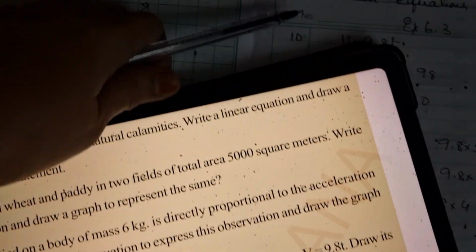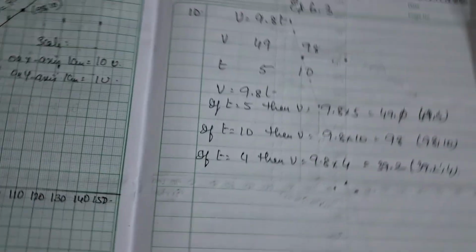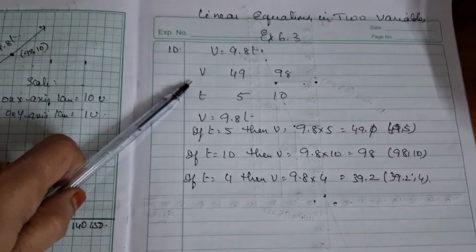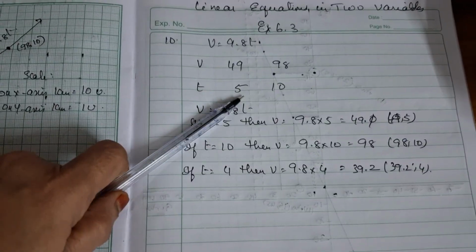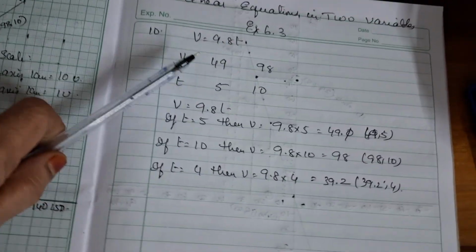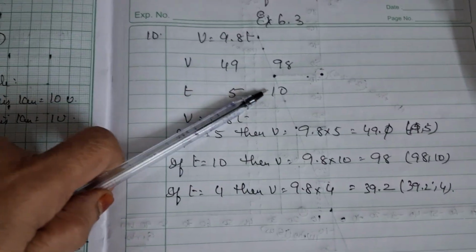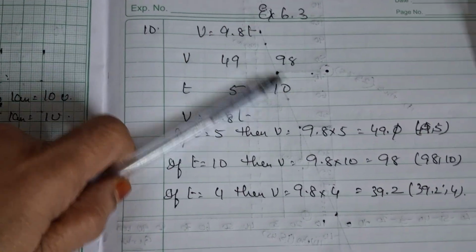So let us see how it has to be done. So here, see, v is equal to 9.8 t. So for v and t values, if t is 5, 9.8 into 5, how much are you getting? 49. If t is 10, 9.8 into 10, 98.